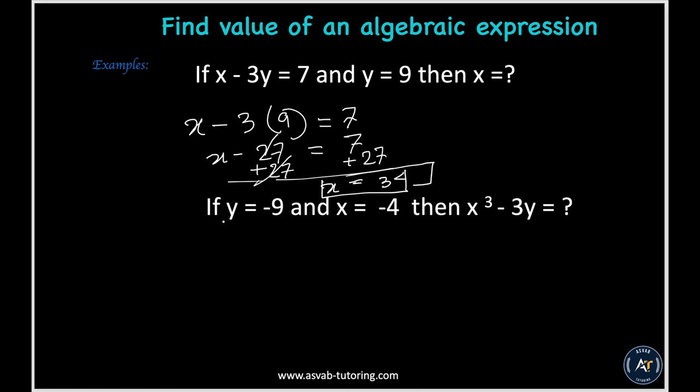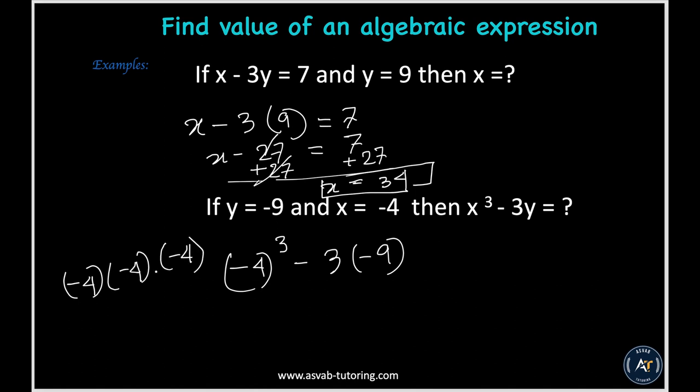All right. Go to the next one. Same way, you have an algebraic expression x cubed minus 3y. You need to find the value if y equals negative 9 and x equals negative 4. So let's do it. x is negative 4, so negative 4 to the power 3 minus 3 times negative 9. So what is negative 4 to the power 3? That is negative 4 times negative 4 times negative 4, right? 4 times 4 is 16, 16 times 4 is 64, right? So 64.